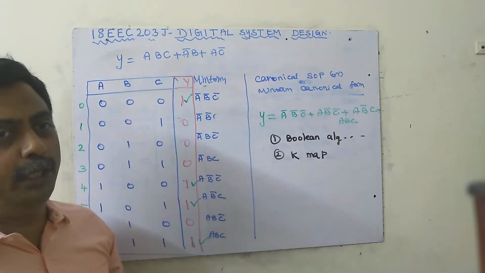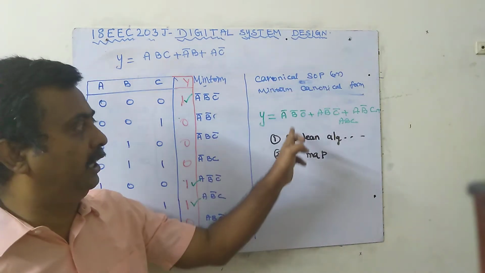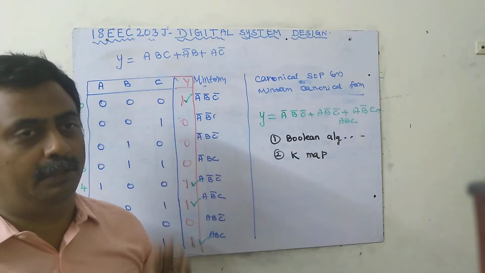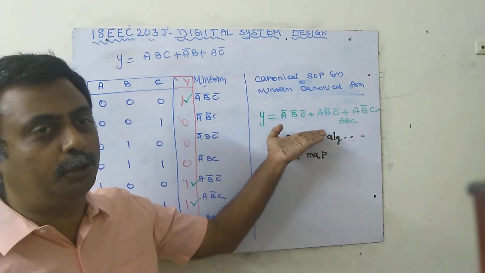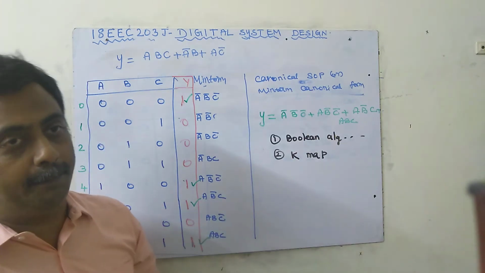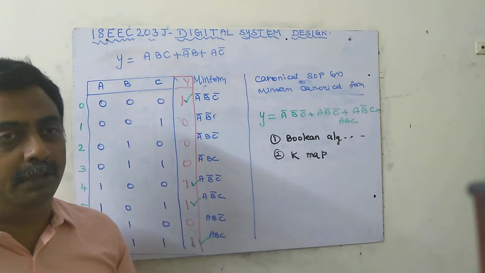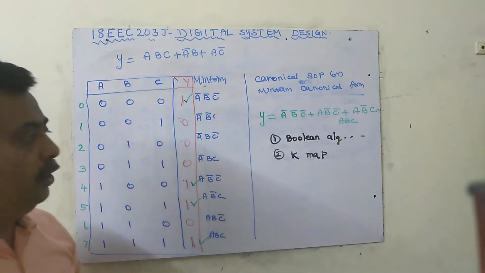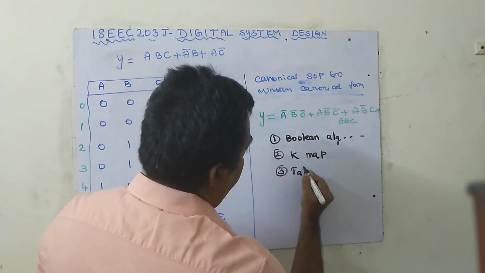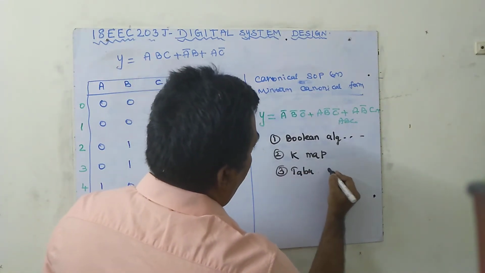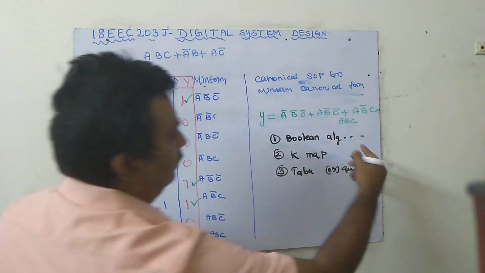What is Boolean algebra? A plus A equals A, 1 plus A equals 1. We have already studied all those things. For two variables, and also three variables, we can use Boolean algebra, but it is a time-consuming process. For that reason we go for K-map. Up to 6 variables we can use K-map. If it is more than 6 variables, K-map is very difficult, so we go for the tabulation method or Quine-McCluskey method, which I will explain later.